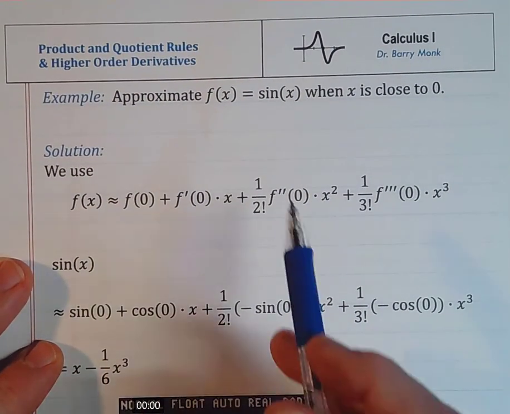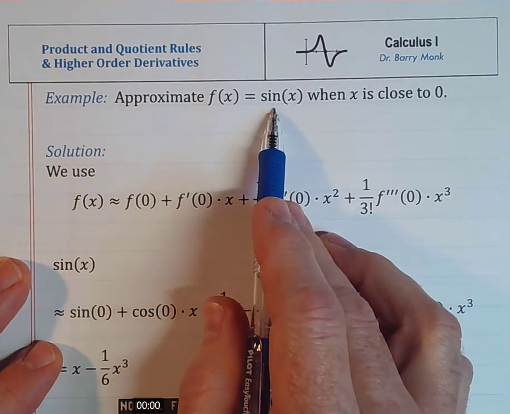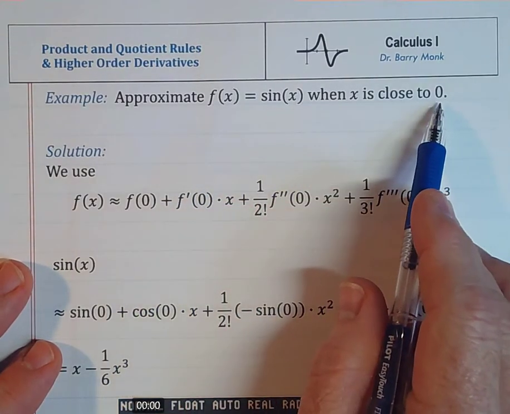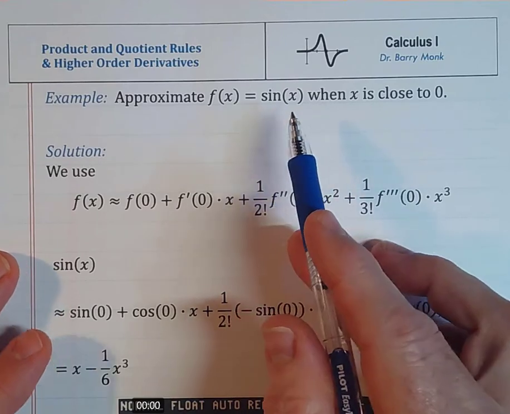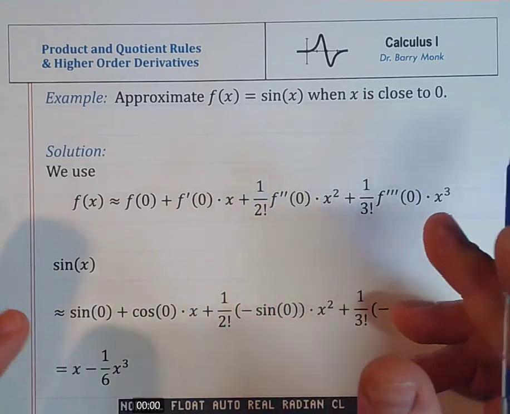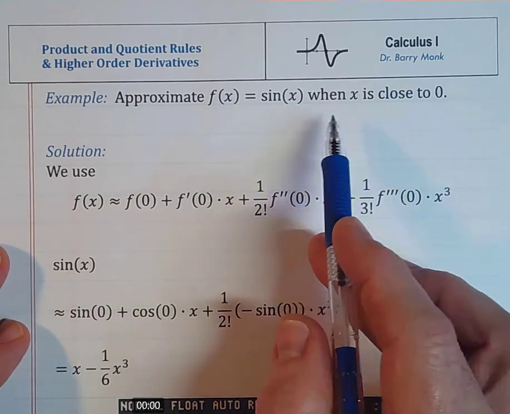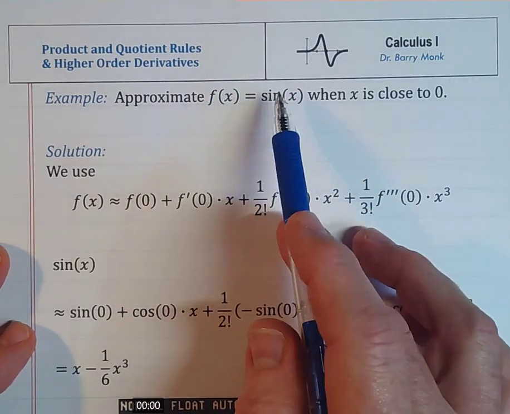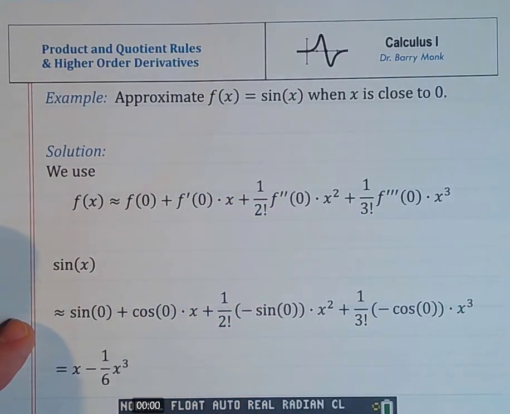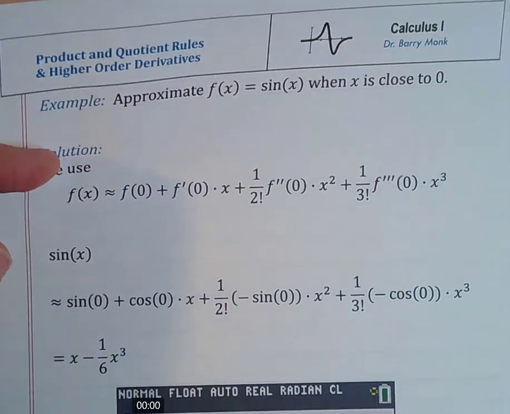Suppose that we want to approximate f of x equals sine of x whenever x is close to 0. Well, we know sine of x is a trig function. It can be a little bit complicated sometimes to work with. But suppose I wanted to approximate that. I didn't want to deal with the trig function. I just wanted to approximate it using something else.